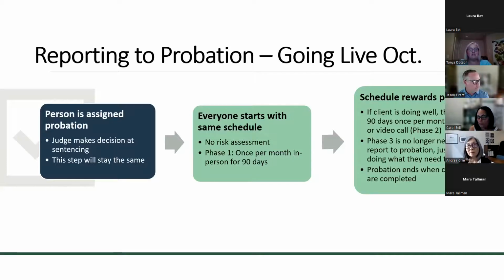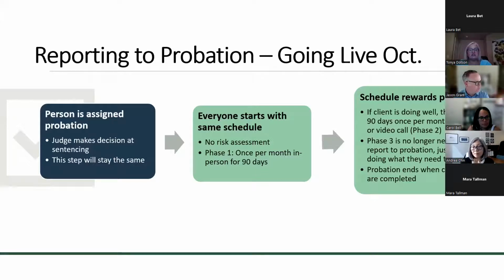When a client successfully moves to phase two, they'll report virtually, or by phone if a virtual meeting is not possible, once a month. After 90 days on phase two, the client may move to phase three if they're successfully complying with conditions. Phase three is if a client remains in compliance with their conditions and identified benchmarks for reduction are met, the client moves into phase three, which has no reporting requirement for the remainder of probation.